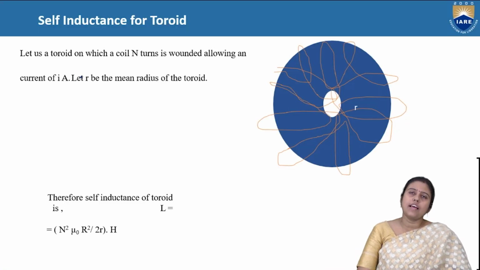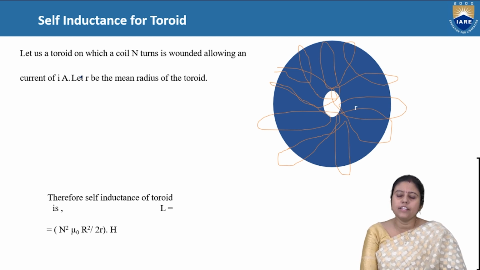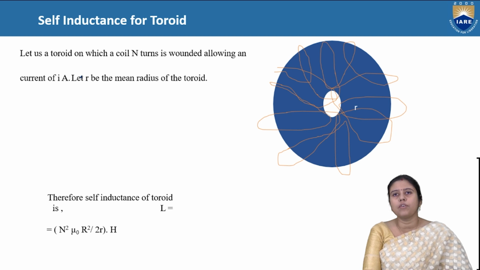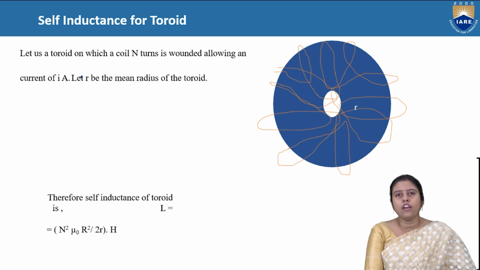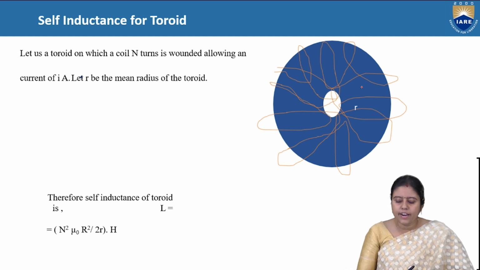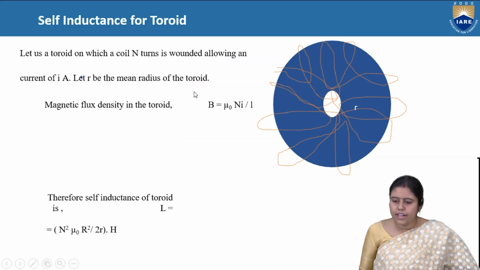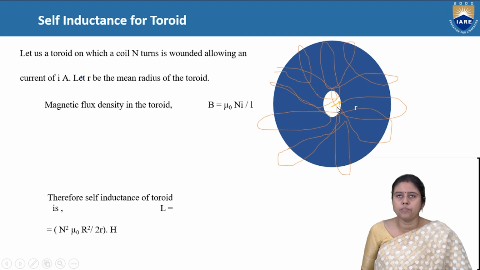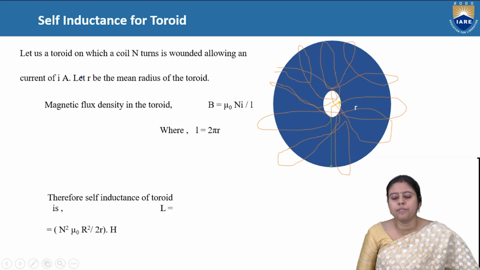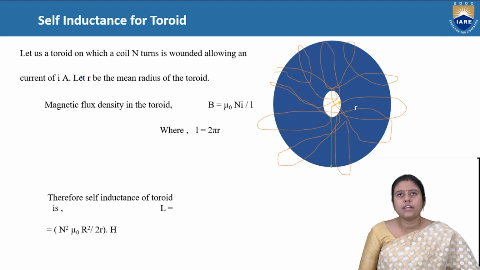Next, we will discuss the self-inductance of a toroid. What is the meaning of a toroid? A toroid is one type of coil on which we are giving some connecting wires. The inner radius is given as small r, the yellow one is the small r, and the external radius is capital R. So we have already discussed in my previous section the self-inductance of a toroid.